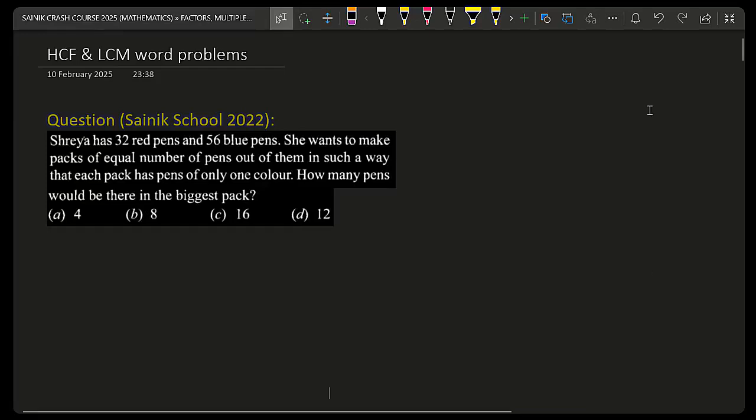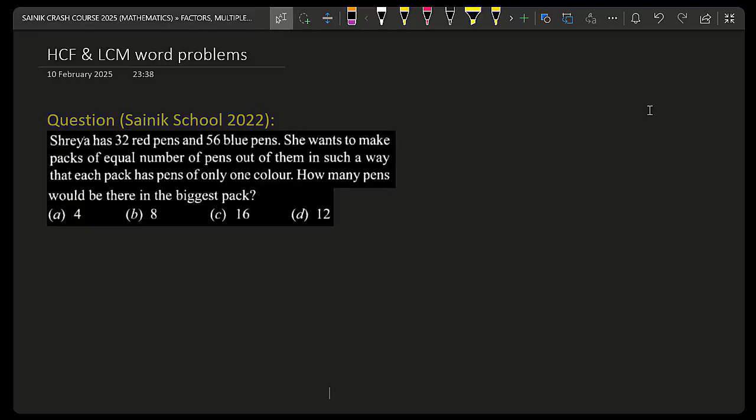Varshita, can you explain? Sir, we should do HCF. Why we should do HCF? Sir, because biggest pack. Yes, biggest. Don't remember like biggest or greatest means HCF, smallest or least means LCM. I told you already not to remember like that. You see, this question is creating factors or this question is creating multiples. If it is creating factors, then you go for HCF. If it is creating multiples, you go for LCM. Now, in this question, is the question creating factors or multiples?